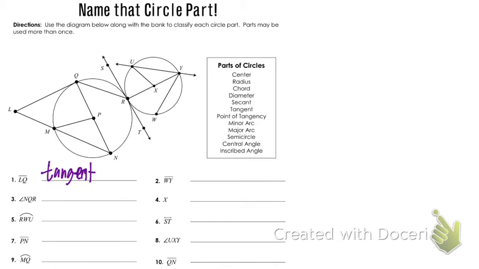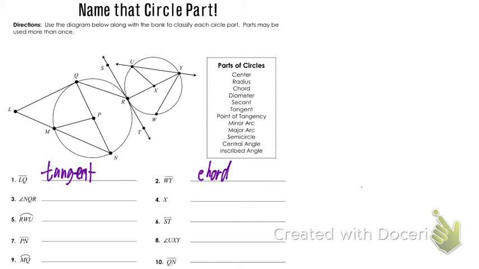Number 2, segment WY. Saren? That's a chord. Yep, it is a chord. Number 3, angle NQR.